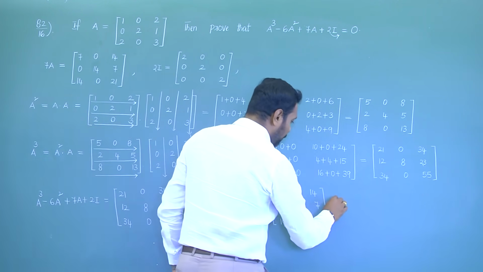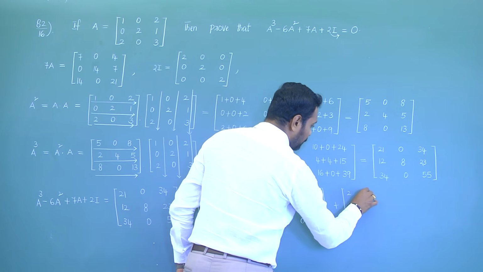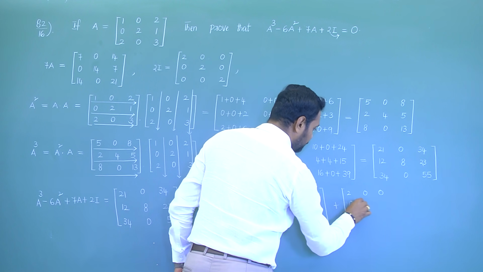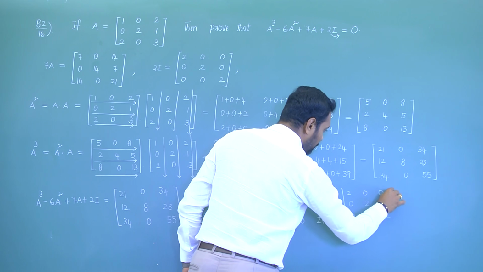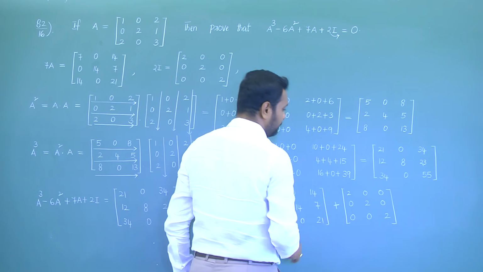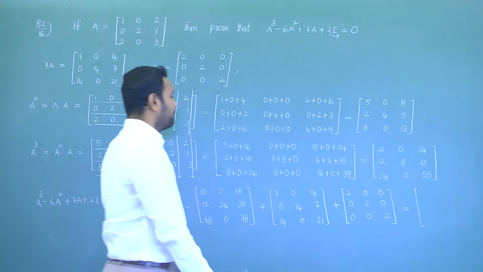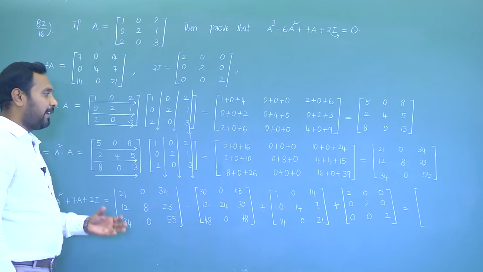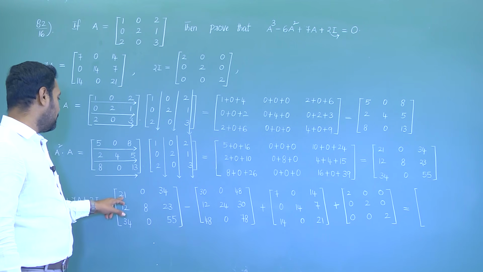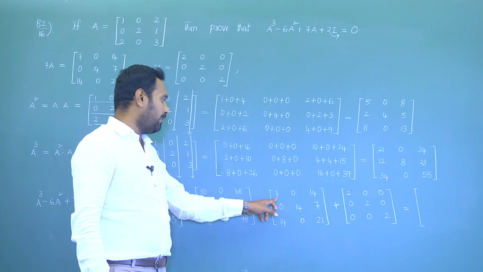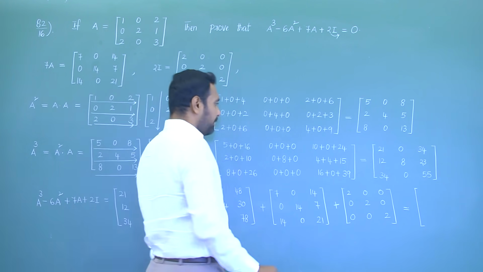Plus 2I, also I have calculated in the first step only. 2, 0, 0, 0, 2, 0, 0, 0, 2 it is. That equals to null matrix, you have to write. So if I am doing direct simplification, all addition values I am adding and subtracting from the total. 21 plus 7, 28 plus 2, 30. 30 minus 30, 0.